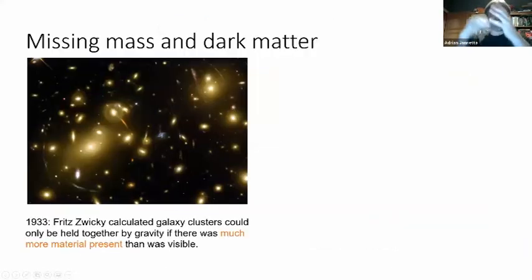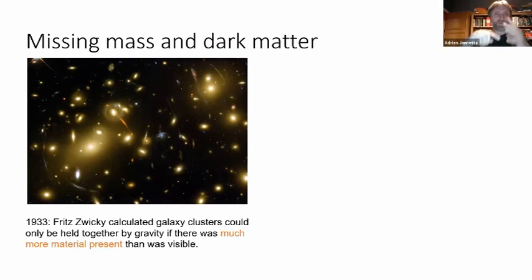Now, as Big Bang theory was being developed, astronomers were looking out into the universe and looking at galaxies, and there were a couple of groundbreaking measurements that were made. The first, in the 1930s, was by a Swiss astronomer called Fritz Zwicky, who studied galaxy clusters. These are things like the Virgo galaxy cluster that you can begin to see at this time of the year.